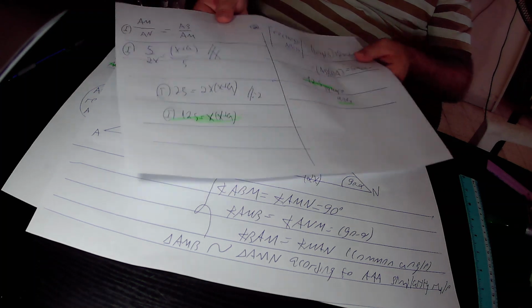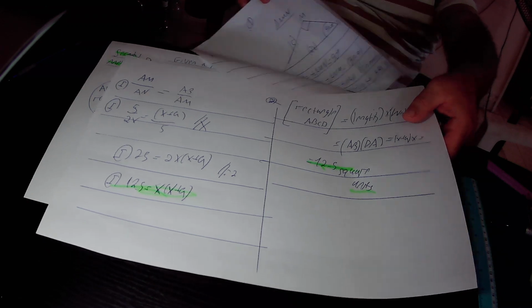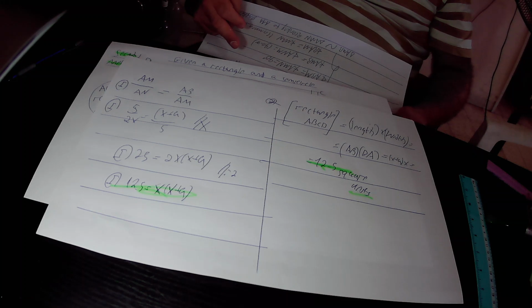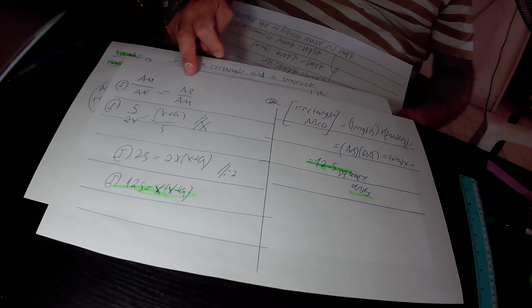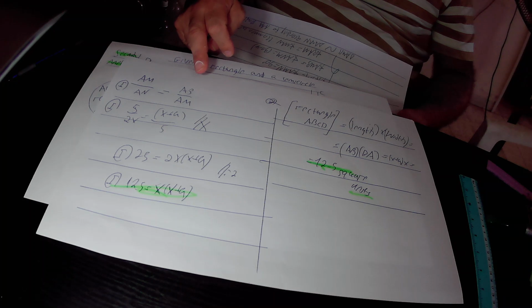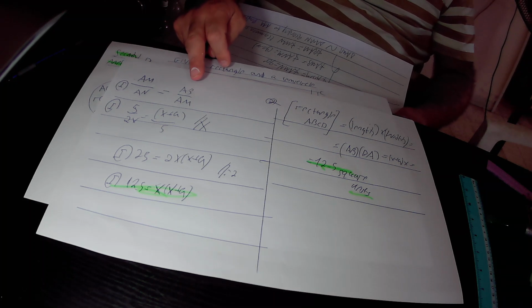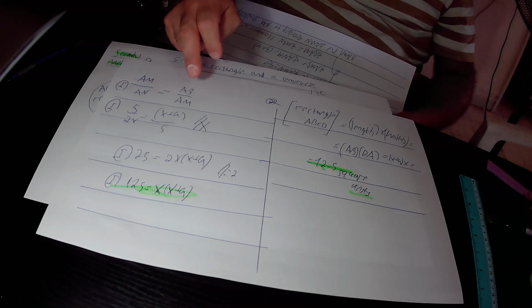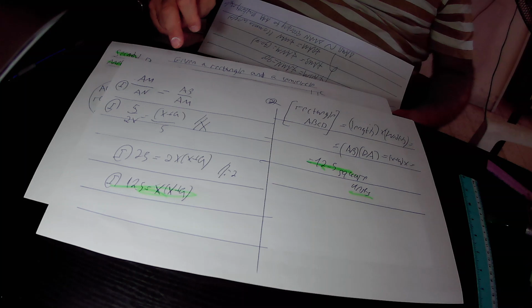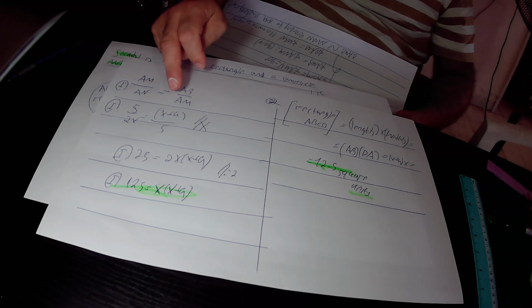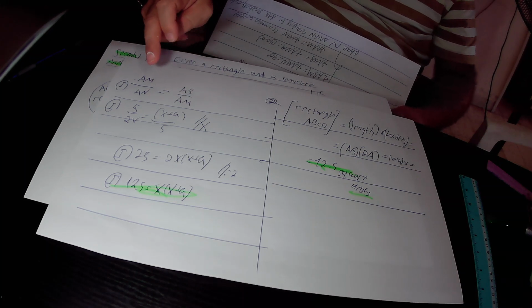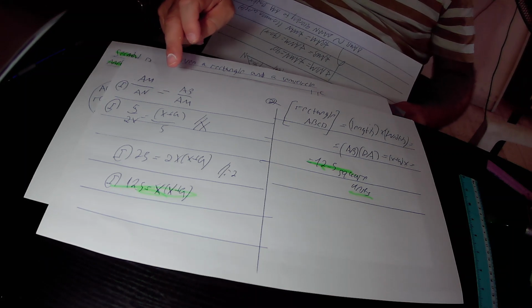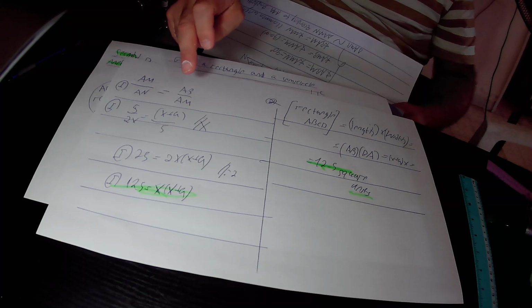I'll repeat again. Side AM of the triangle AMB over side AN of the triangle AMN equals side AB of the triangle AMB over side AM of the triangle AMN. AM is 5, AN is 2x, AB is x plus a, and AM is 5. So in total, according to equation 1, 5 over 2x equals x plus a over 5. Multiplying, we find that 5 times 5 is 25, so 25 equals 2x times x plus a.